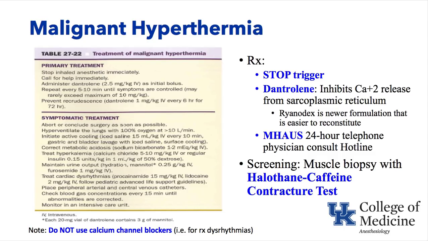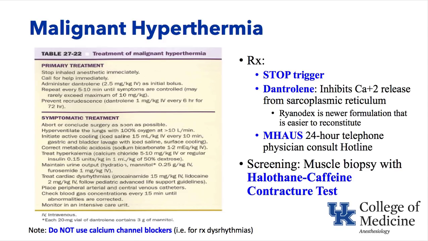Note, do not use calcium channel blockers in patients with malignant hyperthermia. Well, why would you do that anyway? If they were getting dysrhythmias like atrial fibrillation, you might want to slow their ventricular rate, and a calcium channel blocker would be a classic choice, like diltiazem. The combination of calcium channel blockers and dantrolene are associated with some bad things like hyperkalemia and cardiac arrest. So avoid calcium channel blockers when you're using dantrolene. Call the MH hotline. It's a 24-hour telephone physician consult hotline when you have a patient with MH.